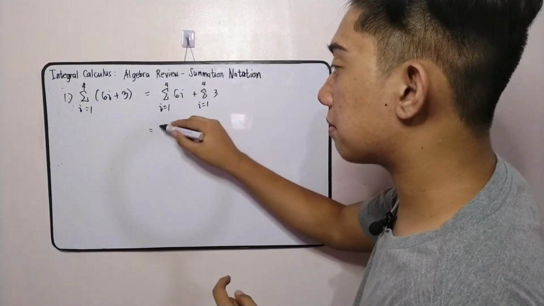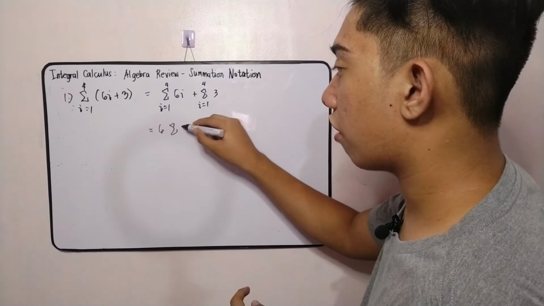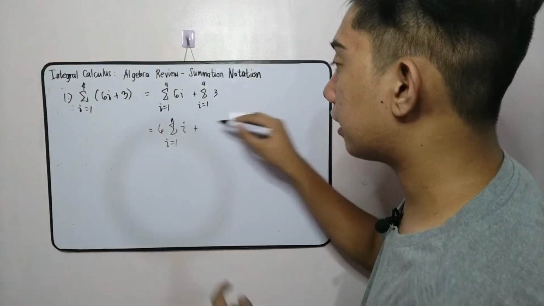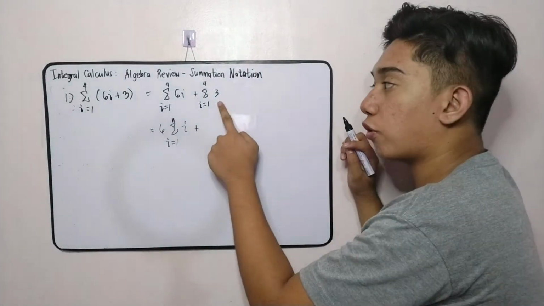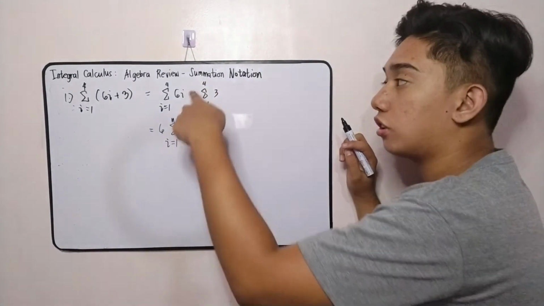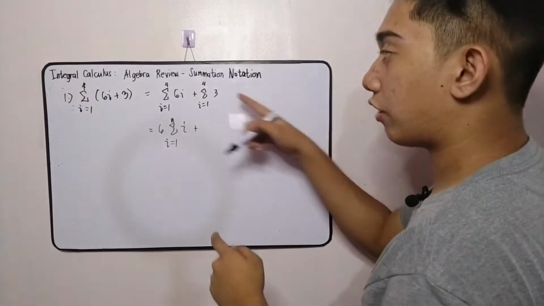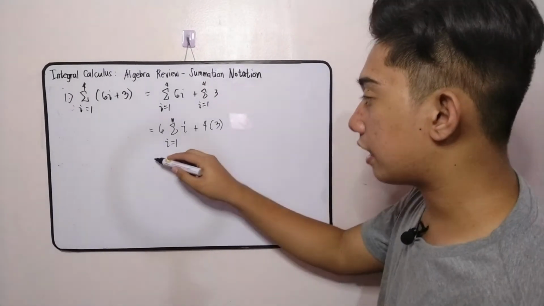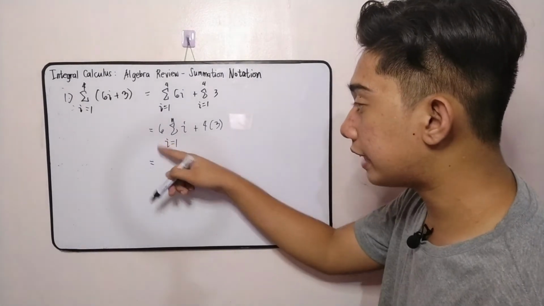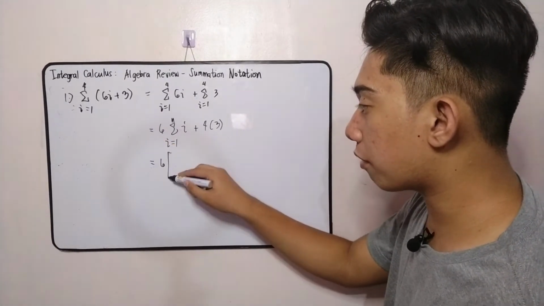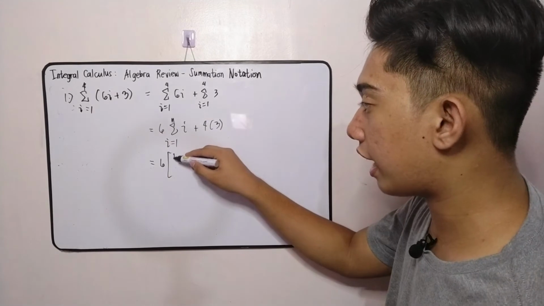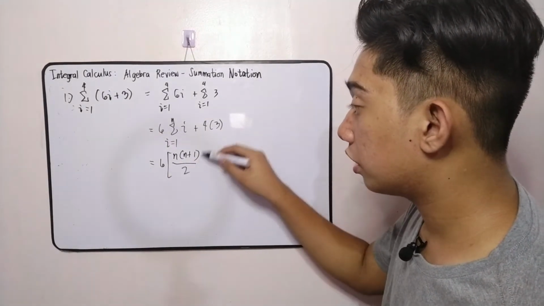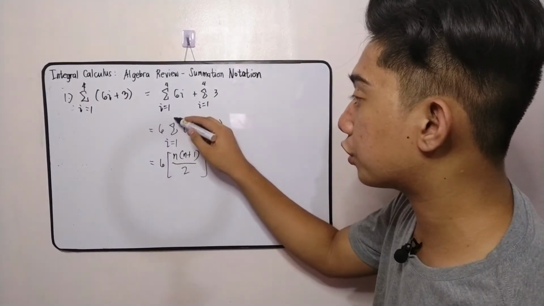So that it will become 6 times the summation of i from i equals 1 to n, plus, and take note, this is a constant. So therefore, you just follow the third rule. So you multiply 4 and 3, because our n is 4. So 4 times 3. Then this becomes 6. And take note of rule number 4, where we can substitute n times n plus 1 all over 2. And remember, your n here is 4.